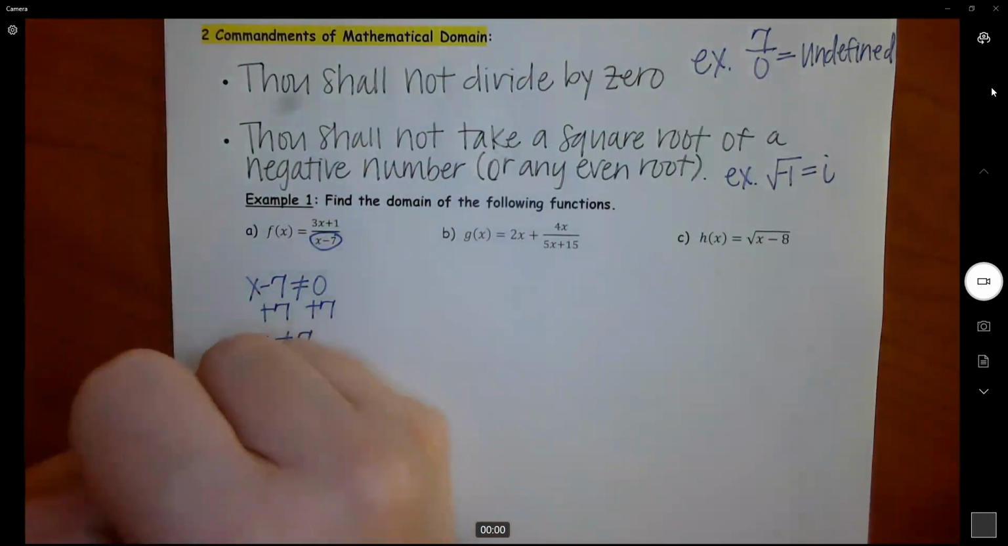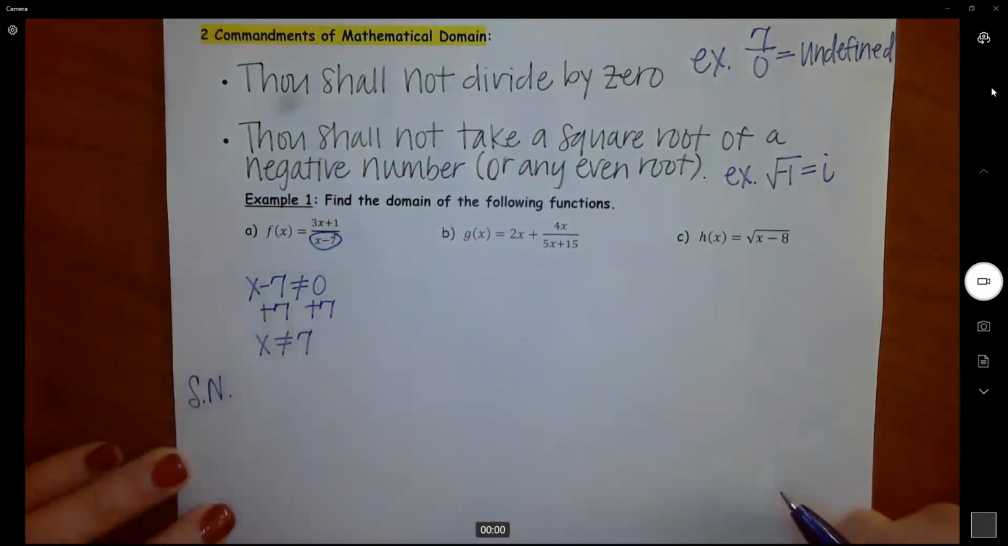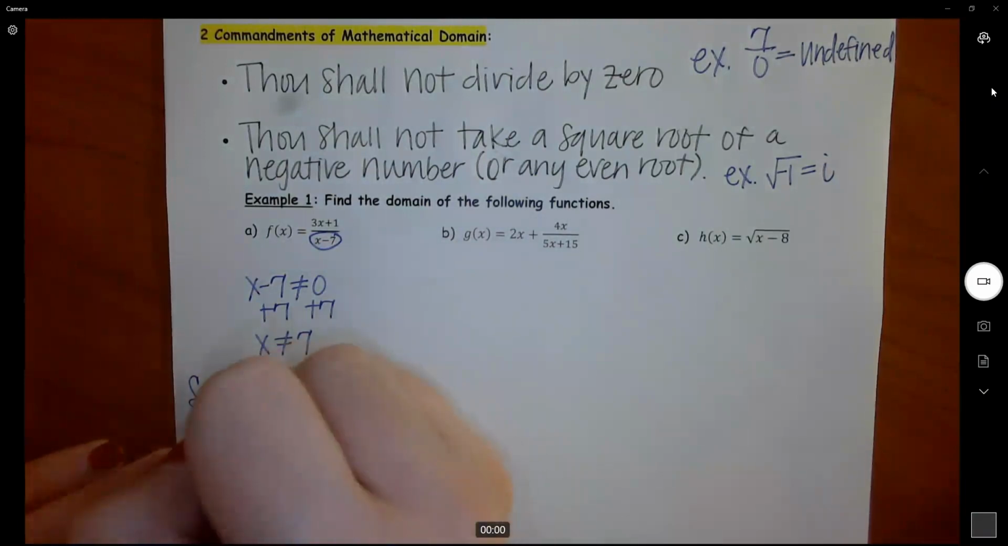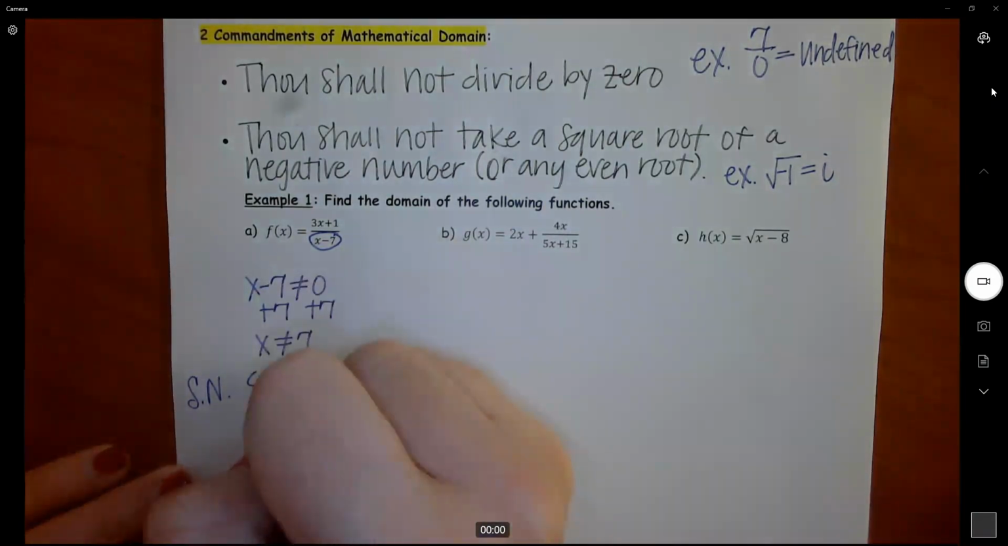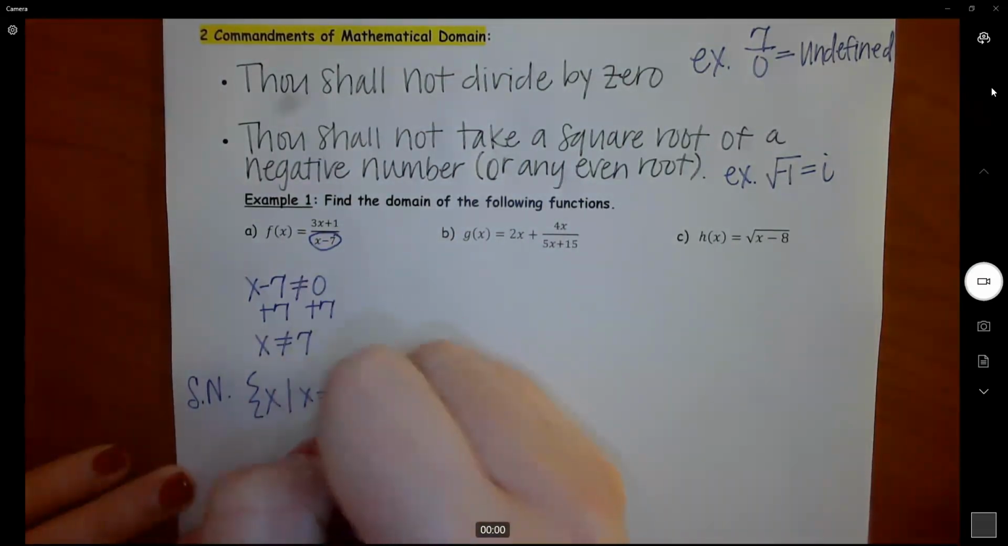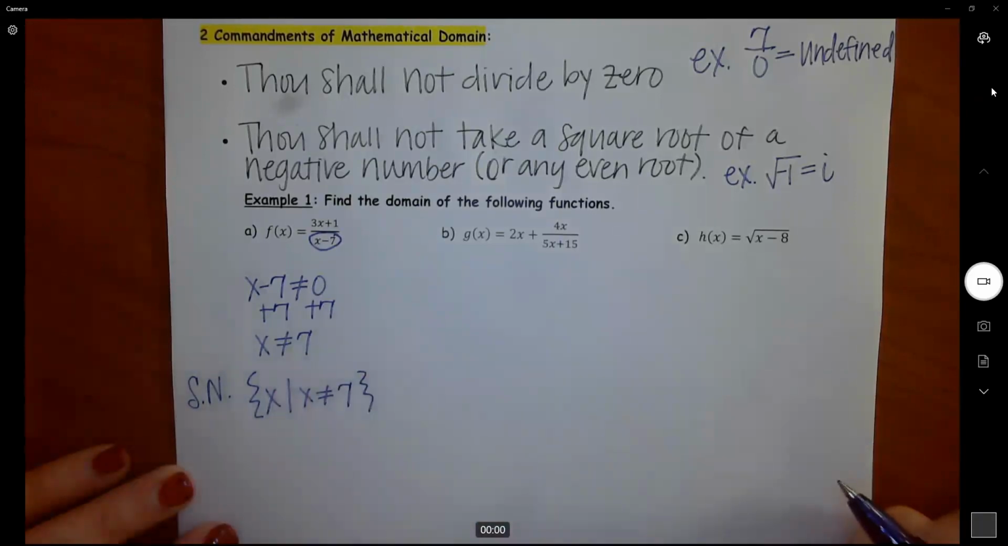Your homework's going to ask you to write this in 2 different ways. The first way is set notation. And so in set notation, we'll have the set of all x such that, you don't need to know what this stands for. This is already going to be written for you in MyMathLab. You are going to be finishing this set notation. And what you're going to be typing in is what you have found out from this equation, that x cannot equal 7.